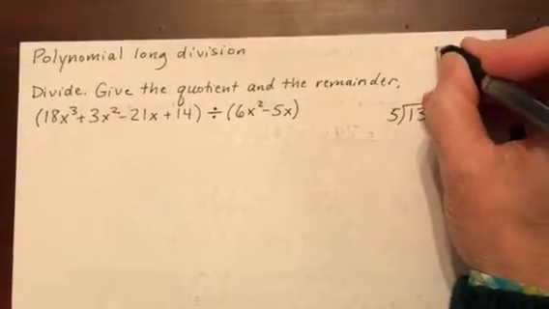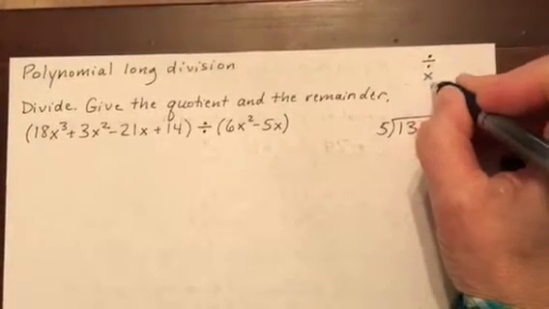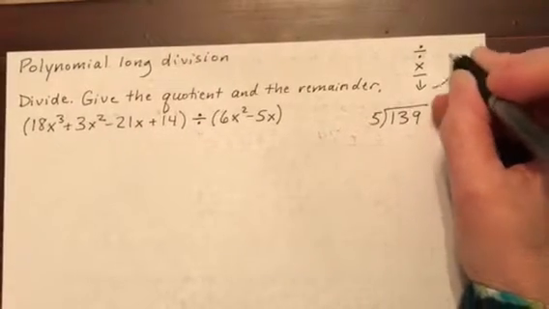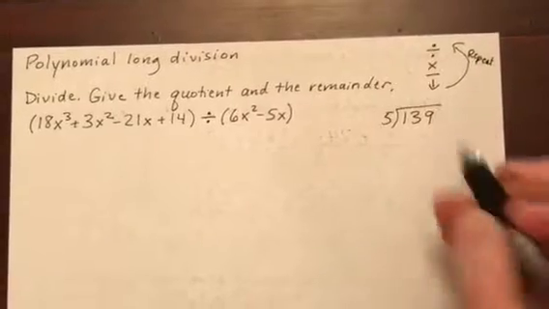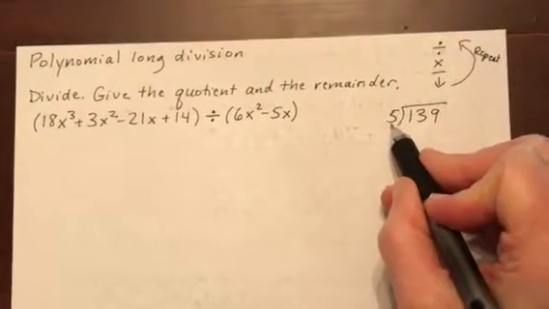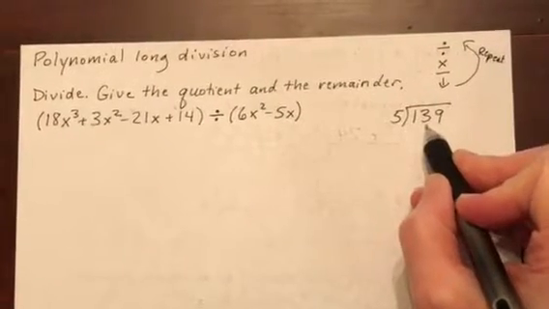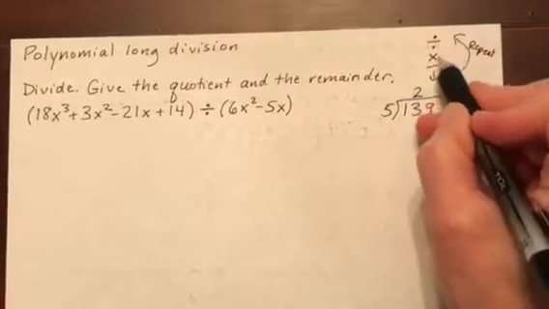The steps are divide, multiply, subtract, bring down, and then repeat. Okay, so first we divide. How many times does 5 go into 13? We'd say, all right, twice. So we put that number up top, and then we multiply.